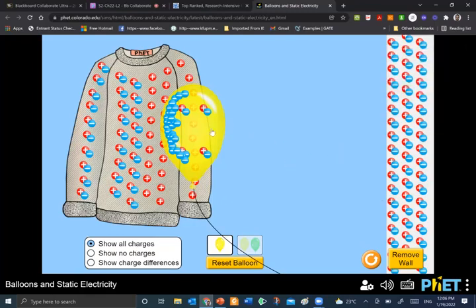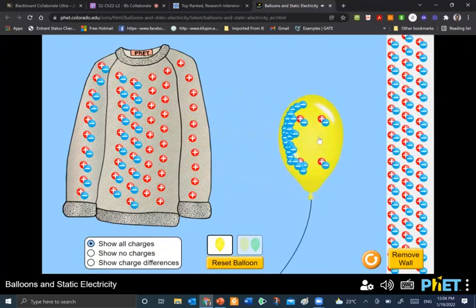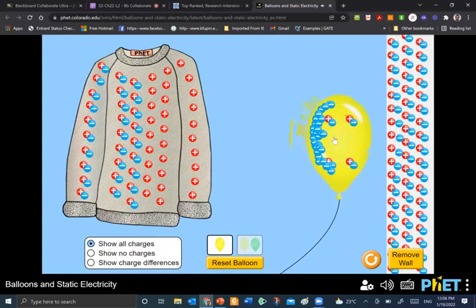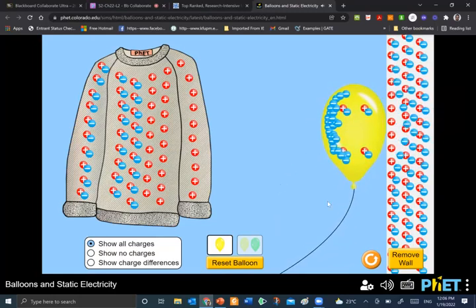But if you bring it close to the wall, notice what's happening. The negative charges are getting away from the negative charge of the balloon, and they leave behind the positive charge, which attracts the balloon. So you have a force of attraction between the negative charge on the balloon and the polarized molecules or atoms on the wall, so that the positive charge is closer to the surface, and the negative charge is away from the surface. So this is what is happening.